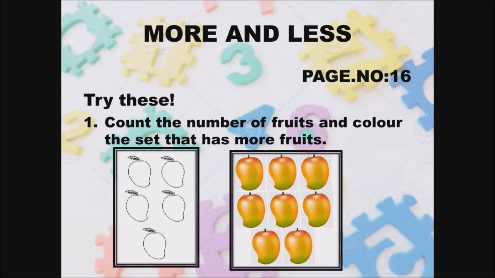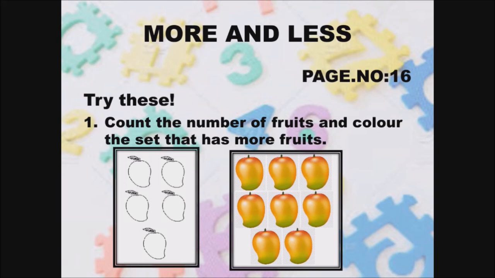Now, let's count the mangoes in the first box. 1, 2, 3, 4, 5. So, there are 5 mangoes in first box. Next, second box. 1, 2, 3, 4, 5, 6, 7, 8. So, there are 8 mangoes in second box.